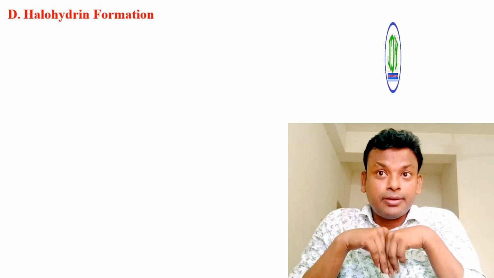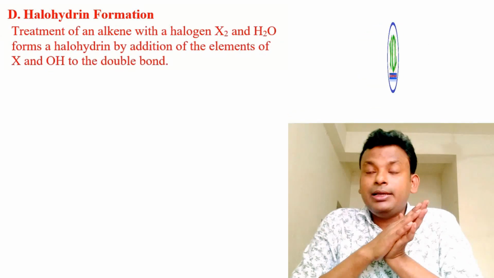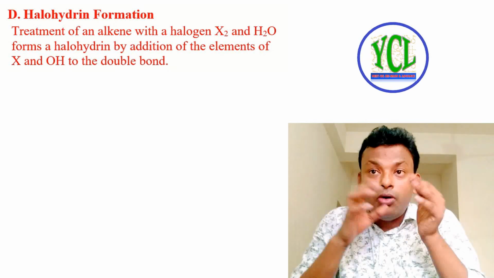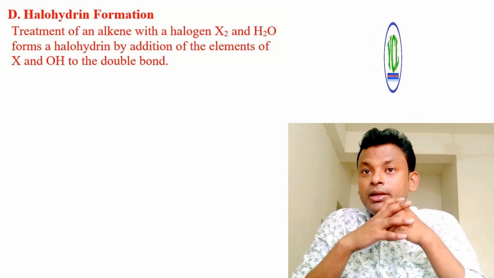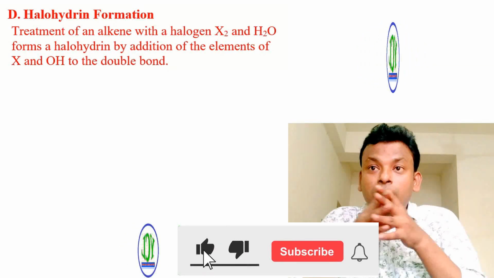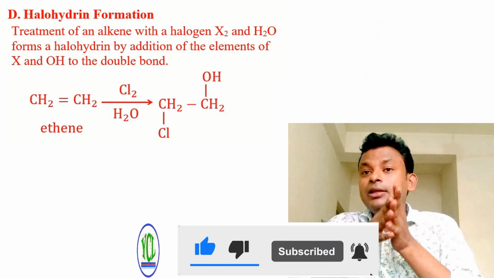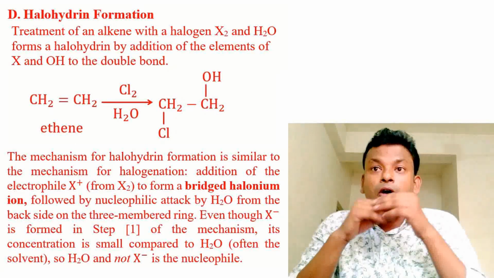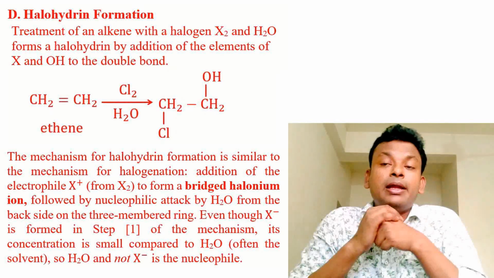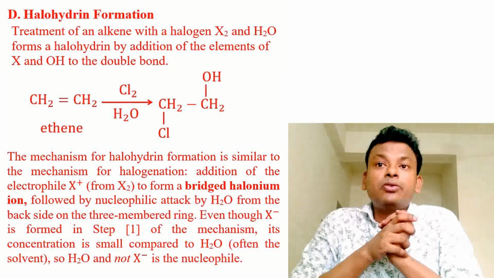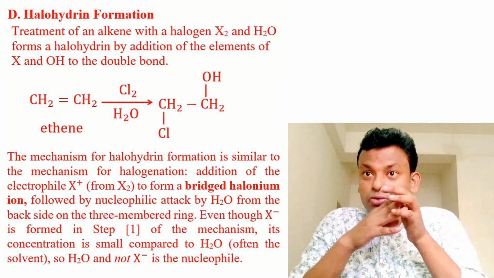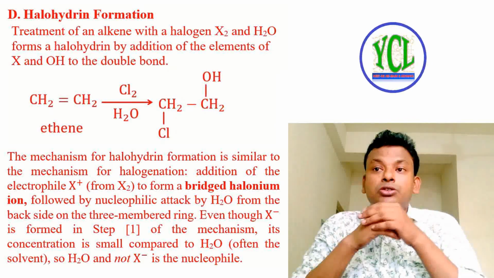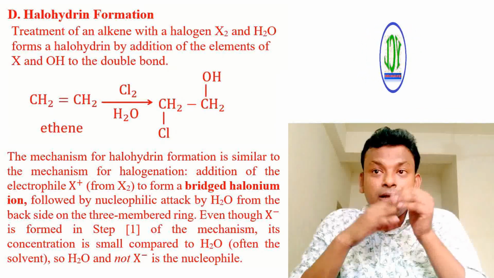Halohydrin formation. Treatment of an alkene with halogen, that is X2 and H2O, forms a halohydrin by addition of the elements of X and OH to the double bond. In this example, ethene reacts with Cl2 and H2O to form that product. The mechanism for halohydrin formation is similar to the mechanism of halogenation. Addition of the electrophile, that is X plus, from X2 forms a bridged halonium ion, followed by nucleophilic attack by H2O from the backside of the 3-member ring.